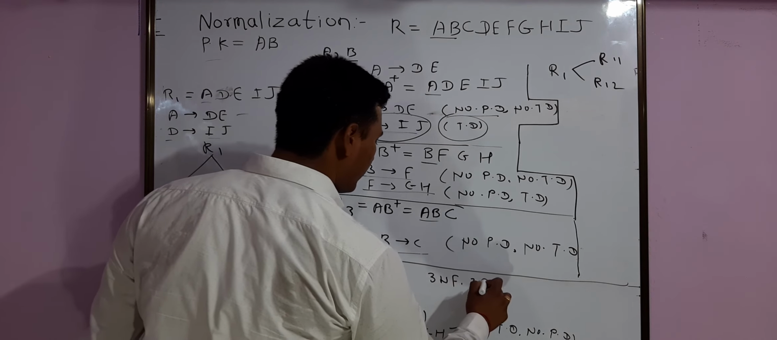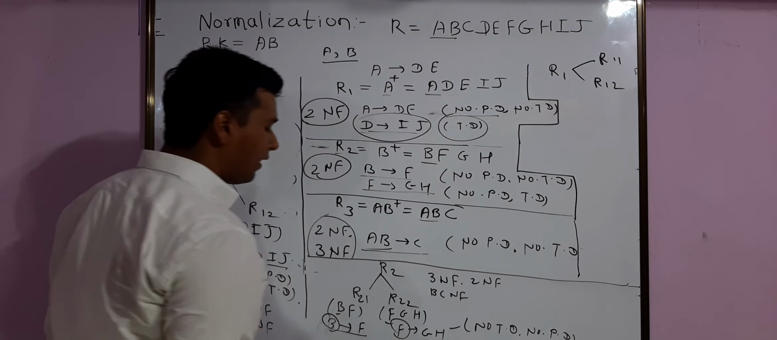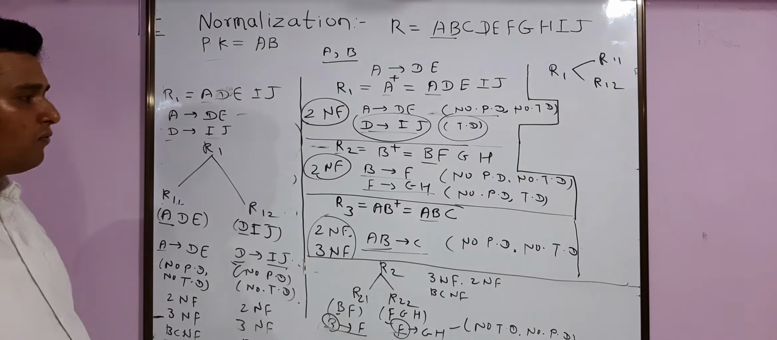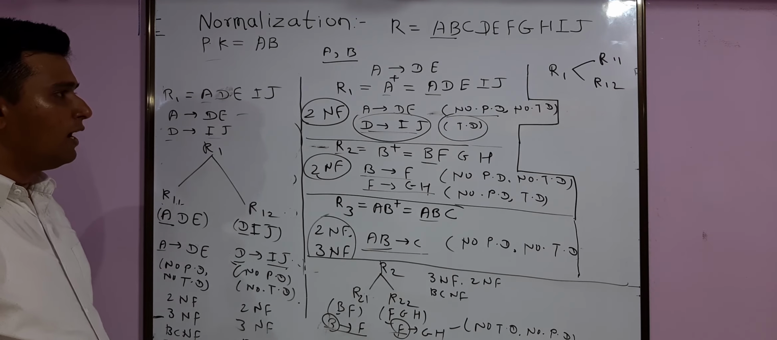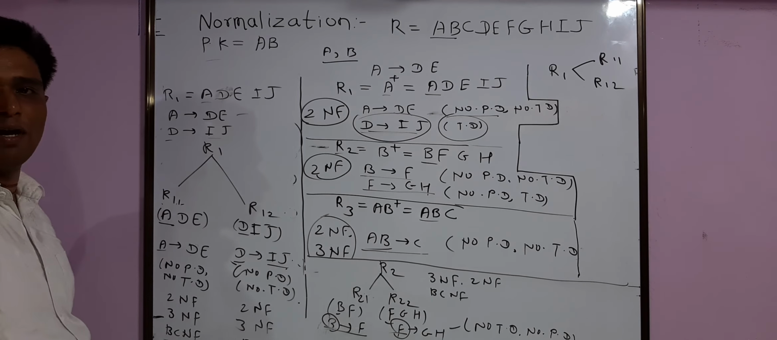They are in 2NF as well, and they are in BCNF. Why? Because B is a candidate key or super key and F is also a super key. So now we have decomposed relation A, B, C, D, E, F, G, H, I, J into how many tables? 1, 2, 3, 4, 5 relations or 5 tables.